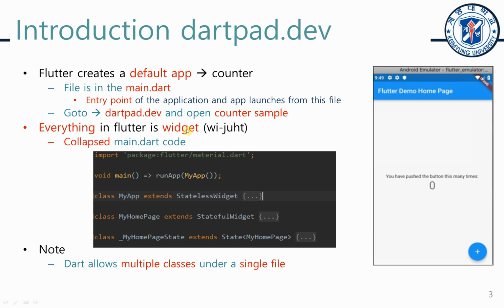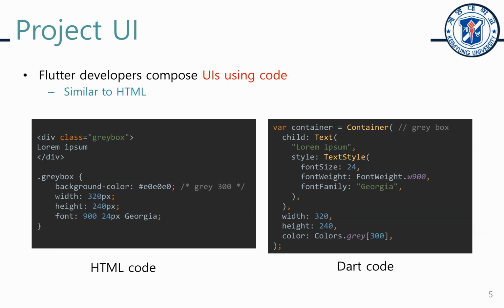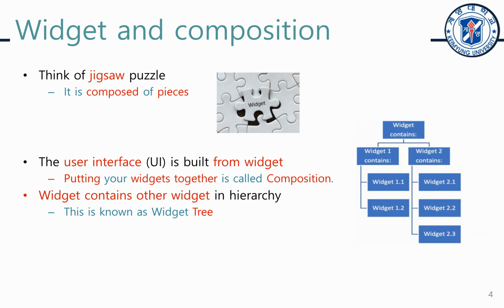So as I was saying, writing a program in Flutter is like combining jigsaw puzzles, or filling the pieces of a jigsaw puzzle. And the bigger widget comes from putting more widgets together, and the part of actually combining or mixing these widgets is called composition.